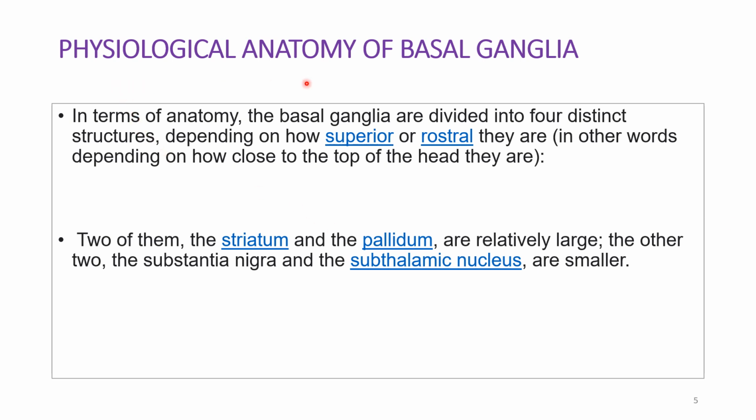Coming to physiological anatomy of basal ganglia. In terms of anatomy, the basal ganglia are divided into 4 distinct structures depending on how superior or rostral they are. In other words, depending on how close to the top of the head they are. Two of them, the striatum and the pallidum, are relatively large, and the other two, substantia nigra and subthalamic nucleus, are smaller.